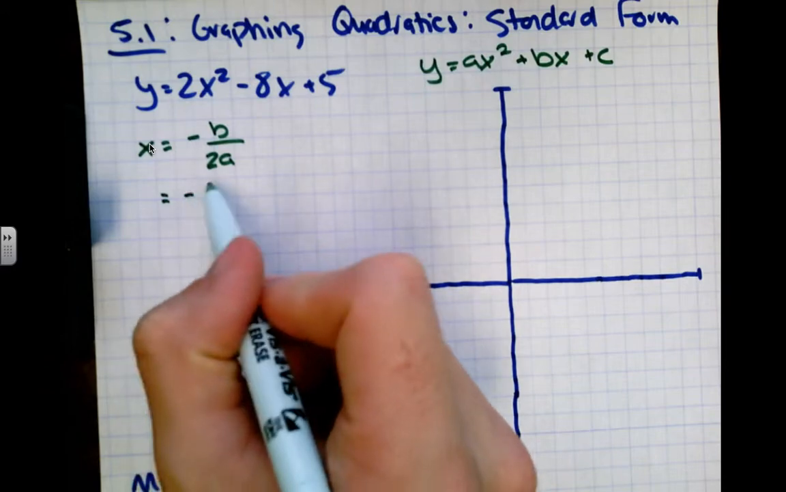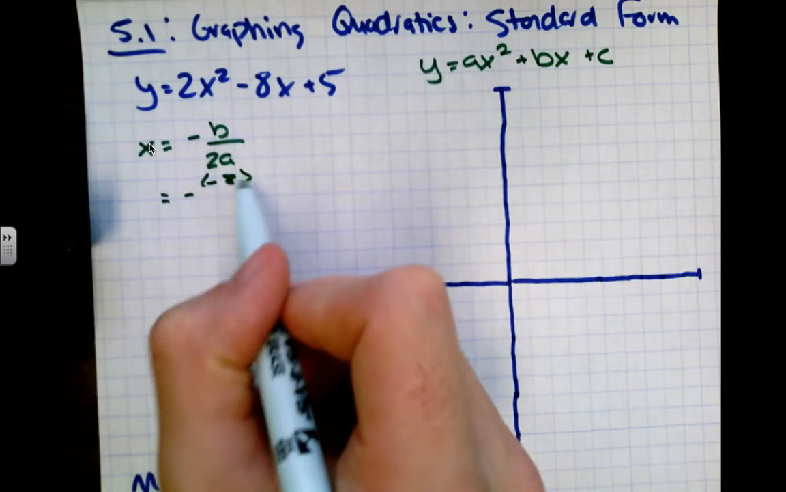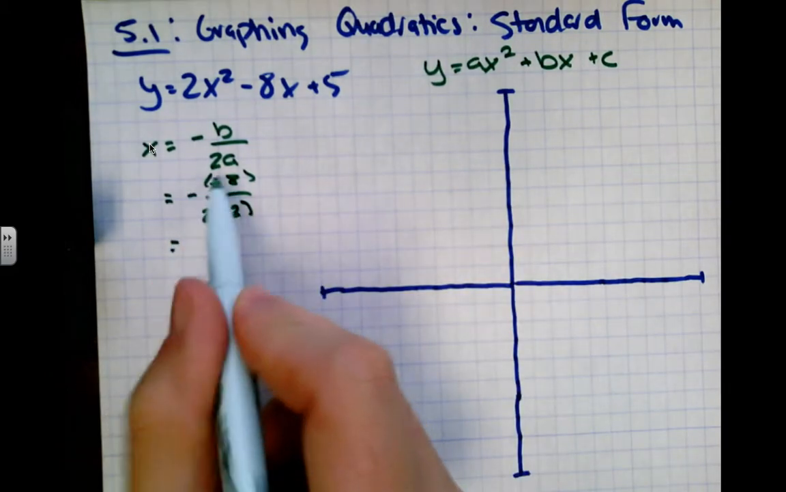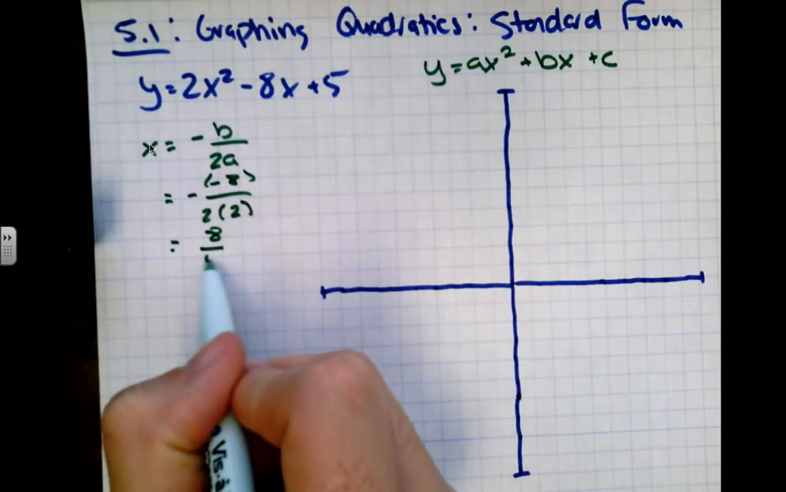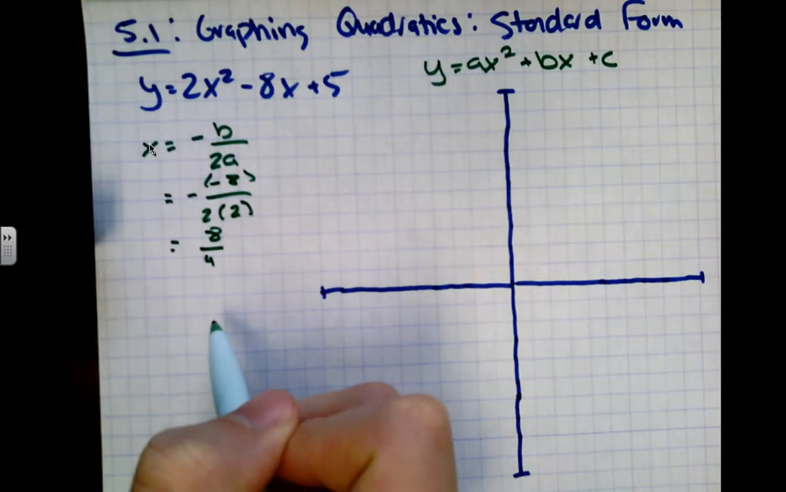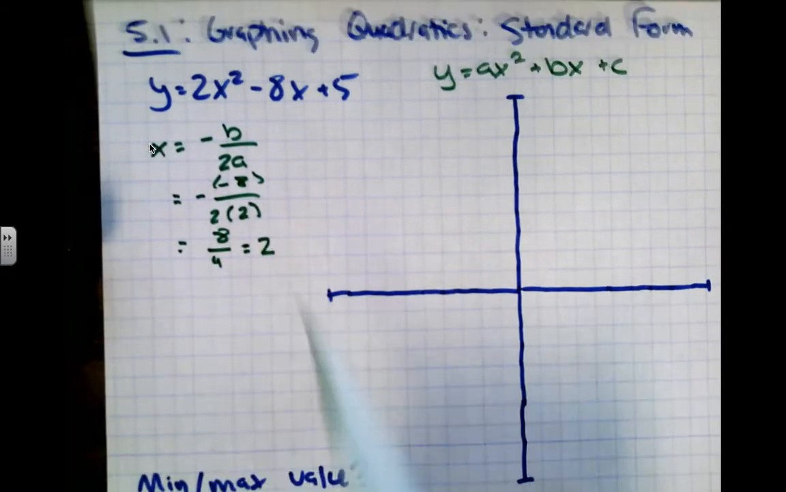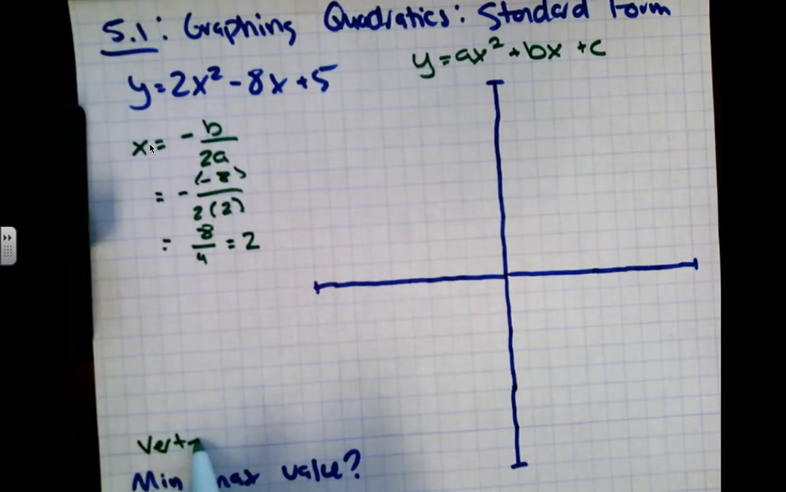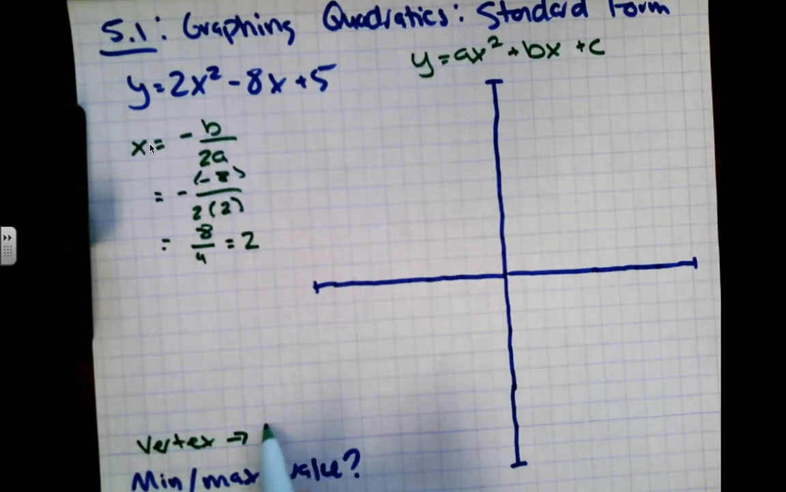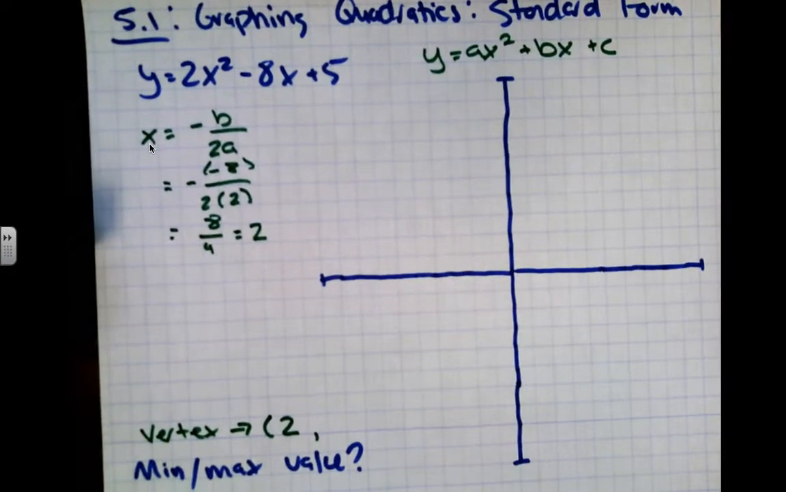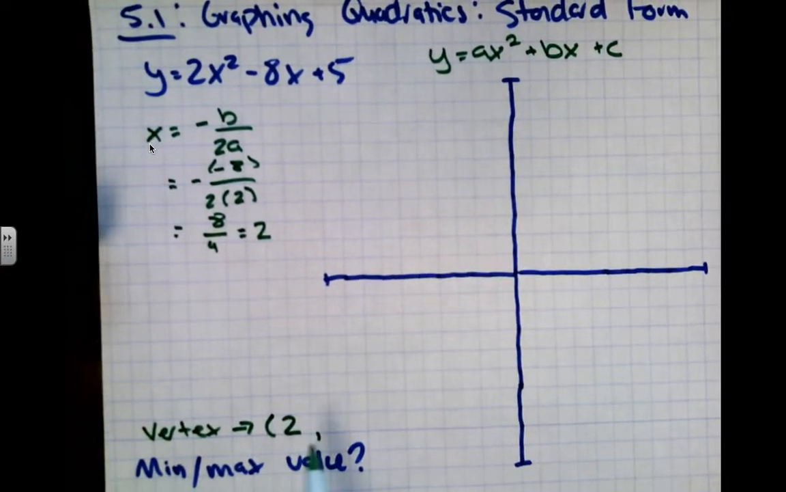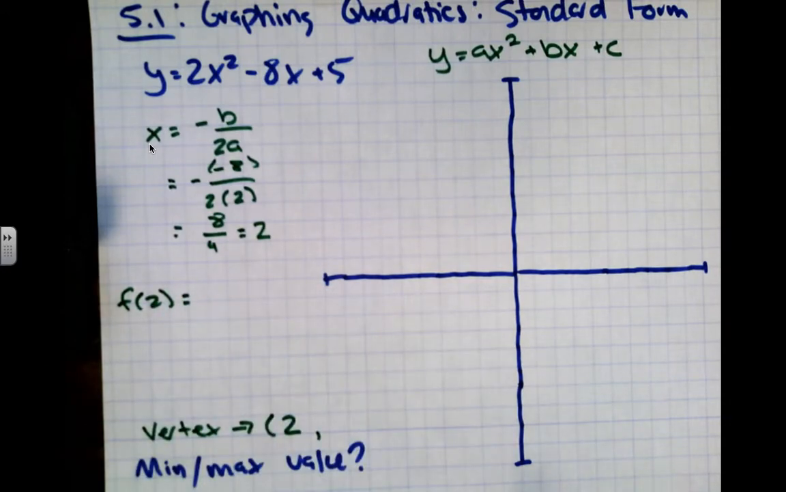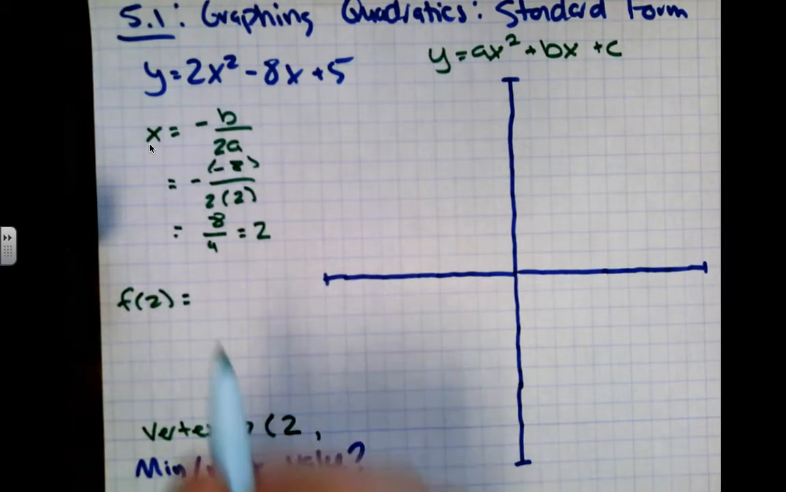So we would say negative b is -8, all that is over 2 times 2. The two negatives here should cancel one another out. We would have 8 over 4, and that ends up coming out to 2. So what that's telling me is the vertex is going to have the x-coordinate 2. So we use that x value of 2, and we plug it into our original function to find out what the y value is going to be at that point.